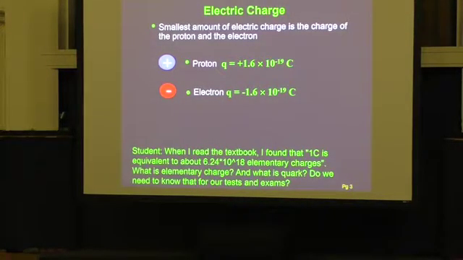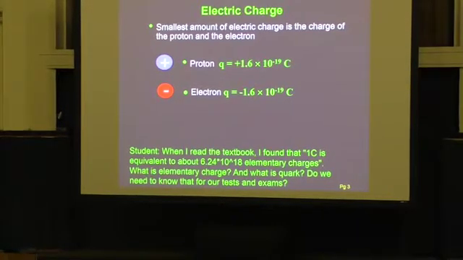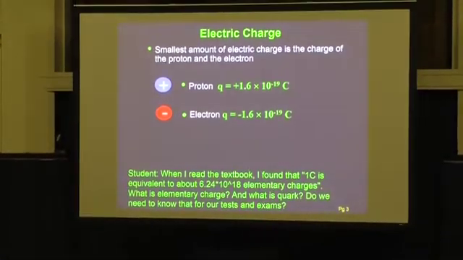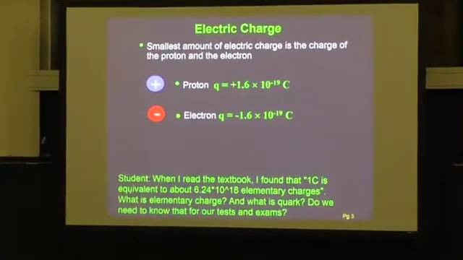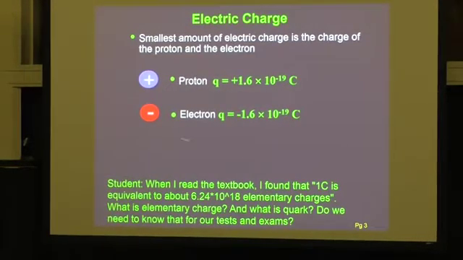So a couple of questions. Again, thank you so much, your questions last night were great. What I'll do is sort of pepper them in the lecture depending on where they might be more applicable. When I read the textbook, I found that 1 coulomb is equivalent to about this many elementary charges. What is an elementary charge? Well, it's a proton or electron. There'll be questions the book will ask that deal with that. They'll say, suppose this much coulomb is in your pocket. How many electrons is that? Basically, you just take the number of coulombs and divide by the charge of 1 electron.